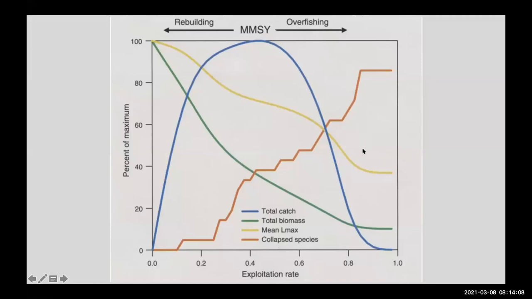And you can essentially use those data to build models of at what point you can rebuild. If your yearly exploitation rate down here, where you exploit relatively little, you can rebuild these fishery stocks. And up here where you over-exploit, you cause even species collapses. And you can see those increasing as you go from left to right in this figure.